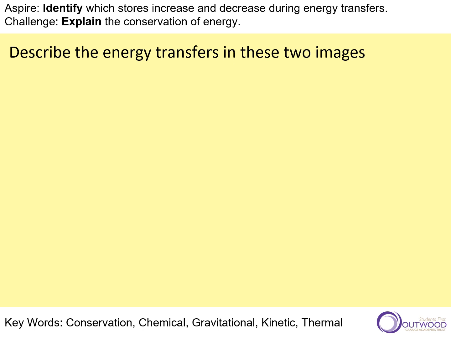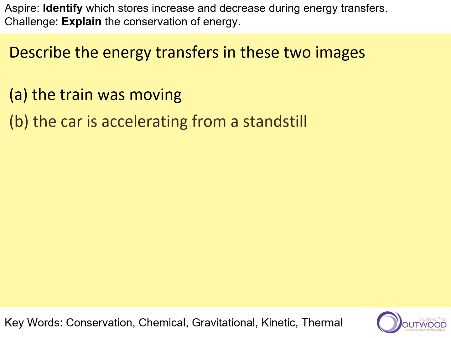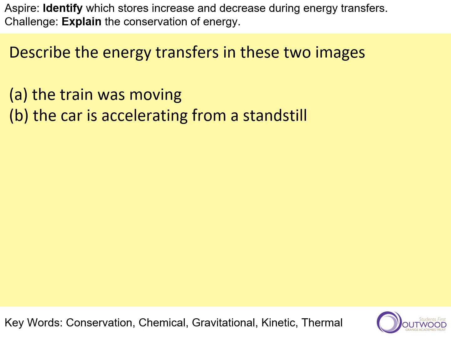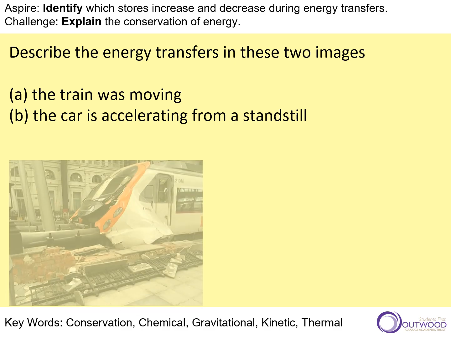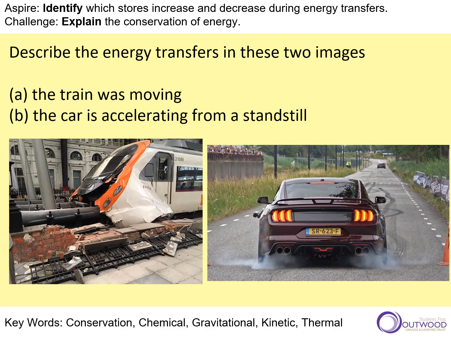So hopefully with that understanding, what I want to do is consolidate that. Describe the energy transfers in these two images. The first image is the train moving. The second image is the car accelerating from a standstill. You can see that the train was moving. It was clearly moving a bit too quick, and it came to the end of the station and hit the buffer. So there's a buffer that stops it from ploughing into the pedestrians who would be on the other side, or passengers.